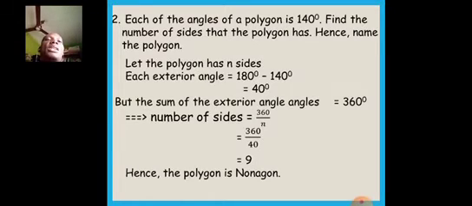Adding up the exterior angles will get 360. So it means that we divide the 360 by the number of sides, that is number of exterior angles. That means we have 360 divided by 40, that will give us 9, and that is the nonagon. So nonagon has 9 sides. You can see the diagram here, 9 sides. So that's all for that question.